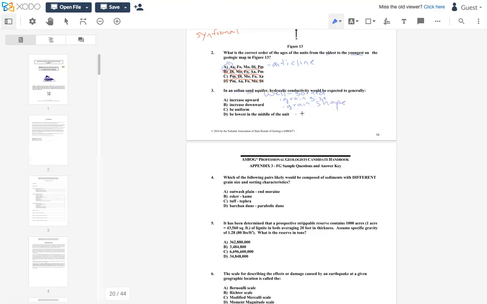And sorting. So we know that this is wind blown, it's well sorted, it's worn and well rounded. And so it's probably going to have a high porosity and probably a high permeability as well throughout. We don't have any real reason to consider any variation. So A and B are considering variations. We're going to go ahead and just mark those out.